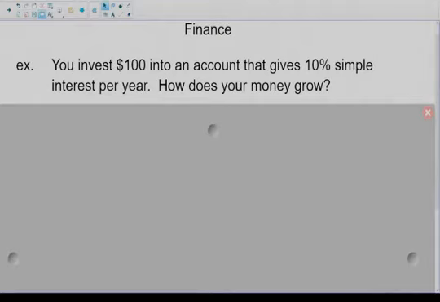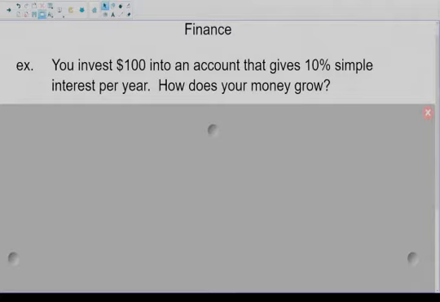So, our first example is going to be an example of what we call simple interest. Now, I'm introducing this unit with an example to give you an idea of the type of questions you'll be asked to answer. So it says you invest $100 into an account that gives 10% simple interest per year. How does your money grow?